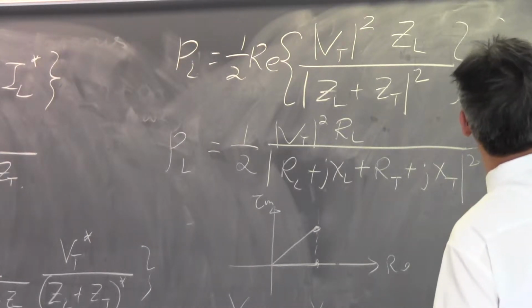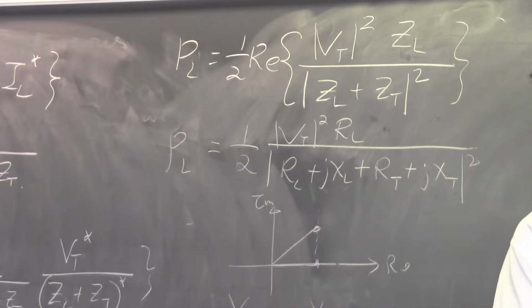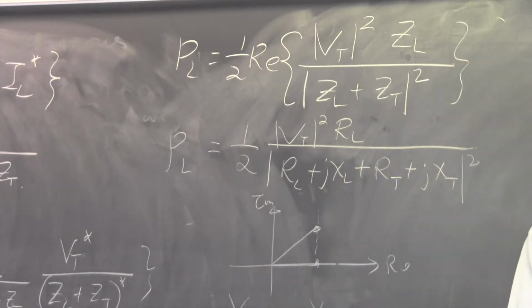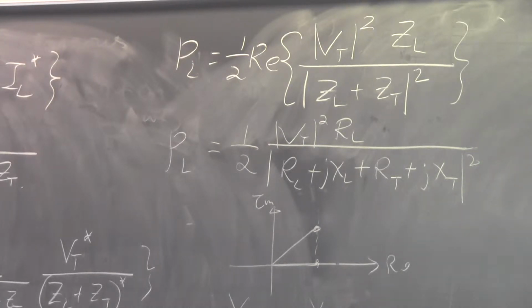Then I have PL is equal to half VT squared RL over (RL plus RT) squared. Okay, I don't need magnitude anymore because this is the real number. The imaginary part has cancelled each other. And what RL should I pick to make this the maximum? You have come across this problem before when you did resistive network.